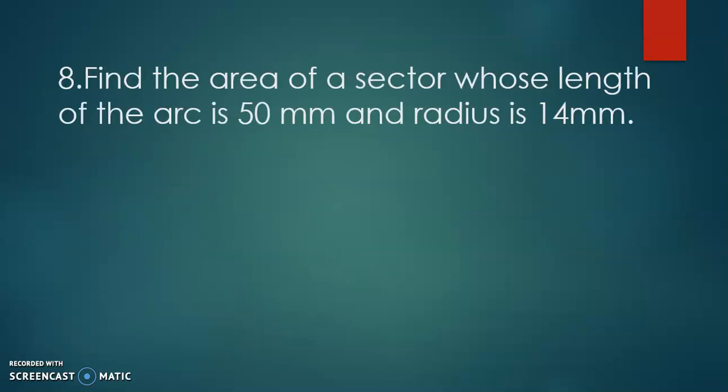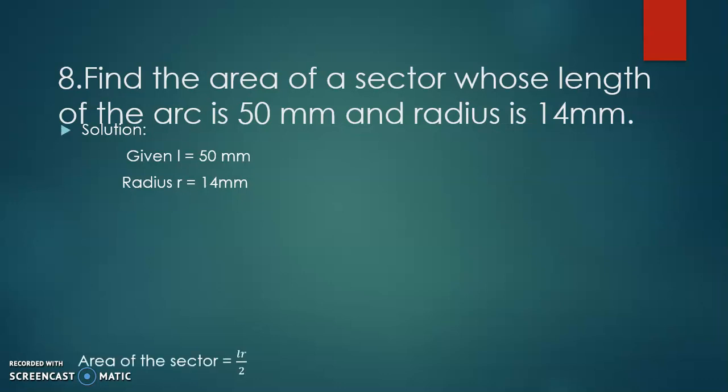Next problem. Question number 8. Find the area of a sector whose length of the arc is 50 millimeter and radius is 14 millimeter. Now what is given in the question? Yes, given L is equal to 50 millimeter, that is length of the arc is given, and radius R is equal to 14 millimeter is given. What we have to find? Area. Directly we can apply the formula. Here we are using LR by 2 because we have L and R. If you have theta, you can apply the first one.